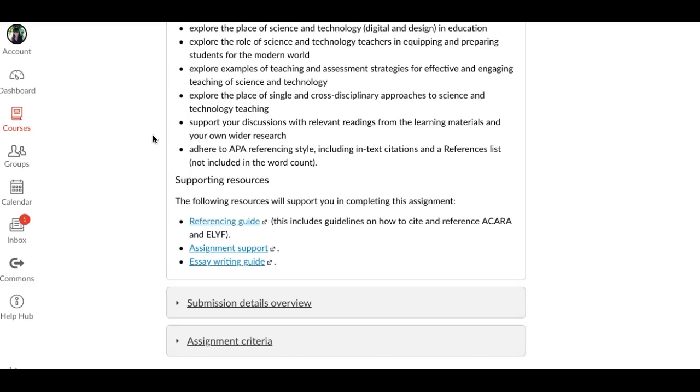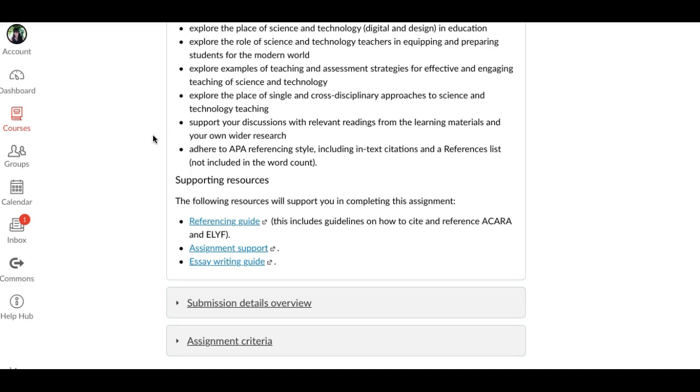the 21st century? Maybe in the next paragraph you could explore examples of teaching and assessment strategies for effective and engaging teaching of science and technology. So that's where you might discuss what strategies and approaches and different pedagogies can aid in engaging students in science and technology learning. And then you tie it all up with a conclusion.